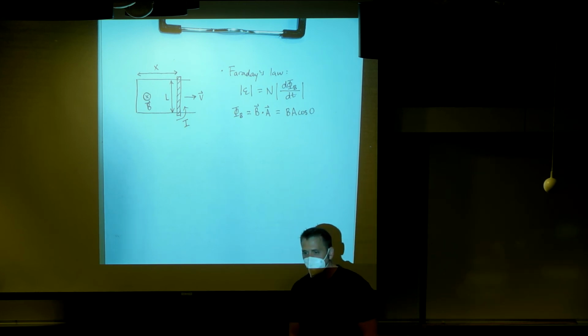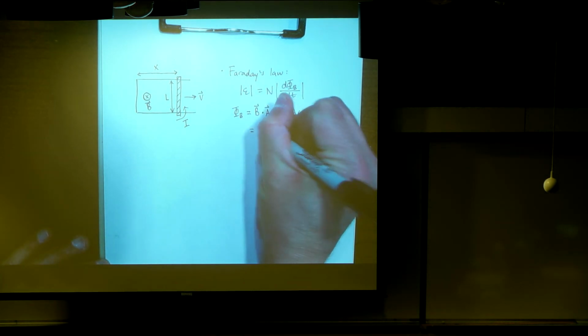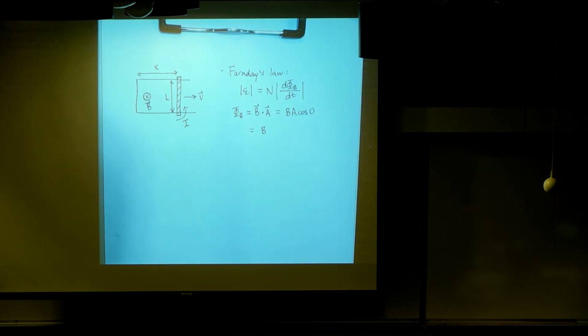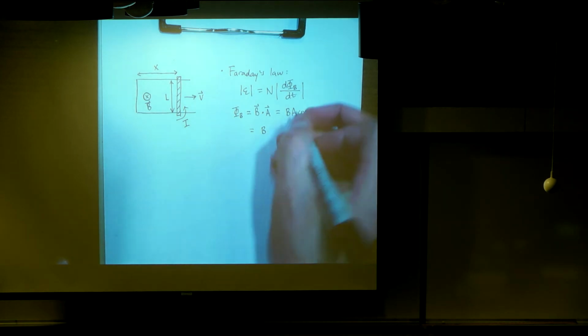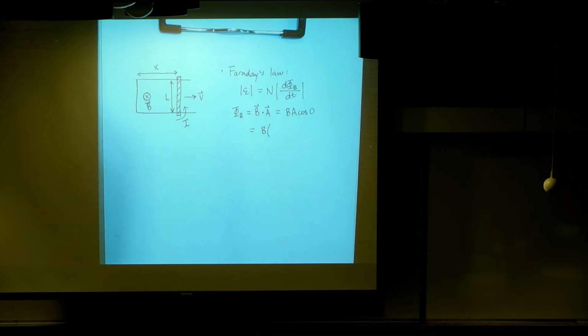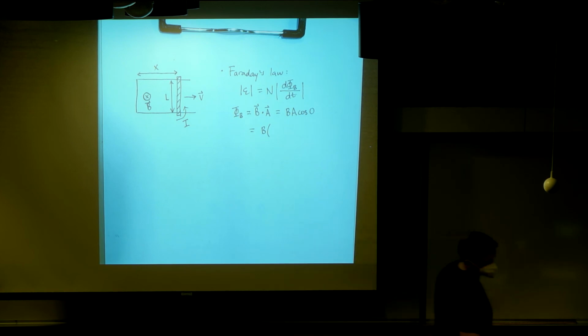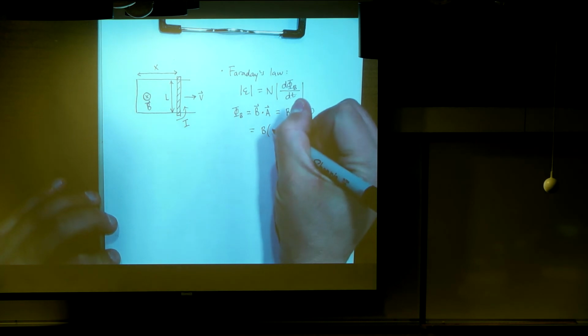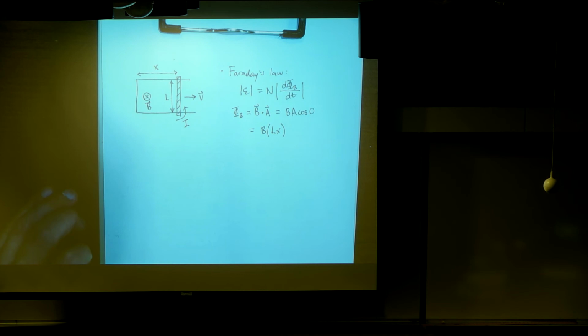So, let me ask you this. B, that's just some uniform thing. That's not changing, that's just some number. If we had it, we could plug it in. But the area, that's what's changing in this case. And based on what's on the page already, what is the formula for that area? L times X. Your area is L times X, that is correct. So basically we have BLX, okay? For our flux, that's the magnetic flux going through this loop.